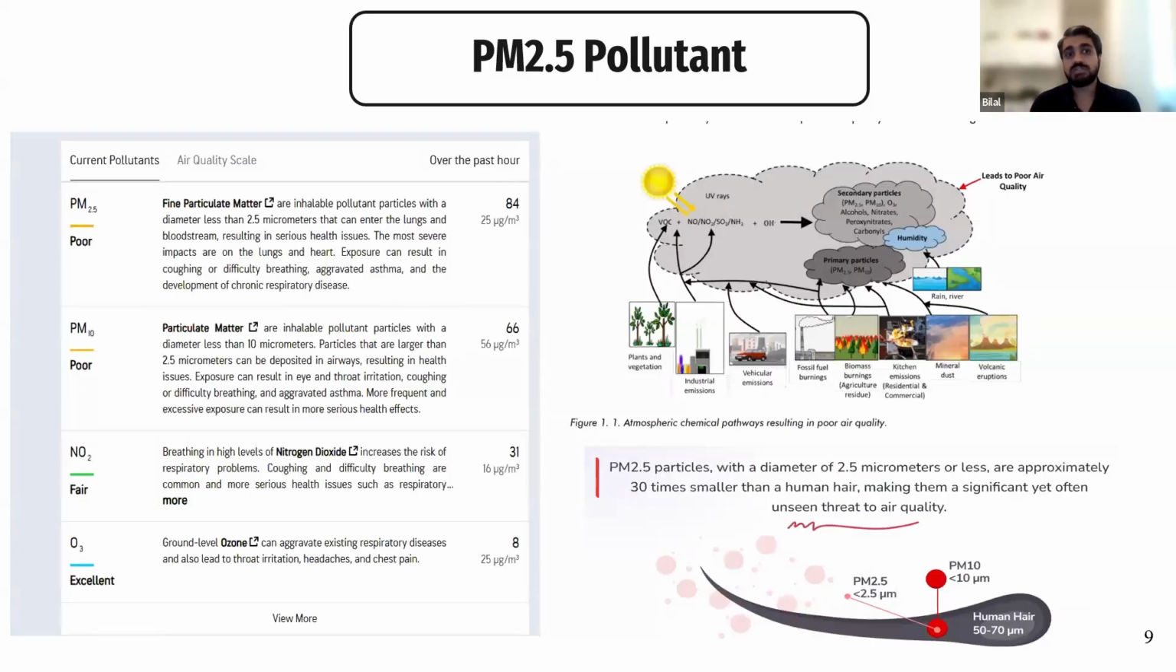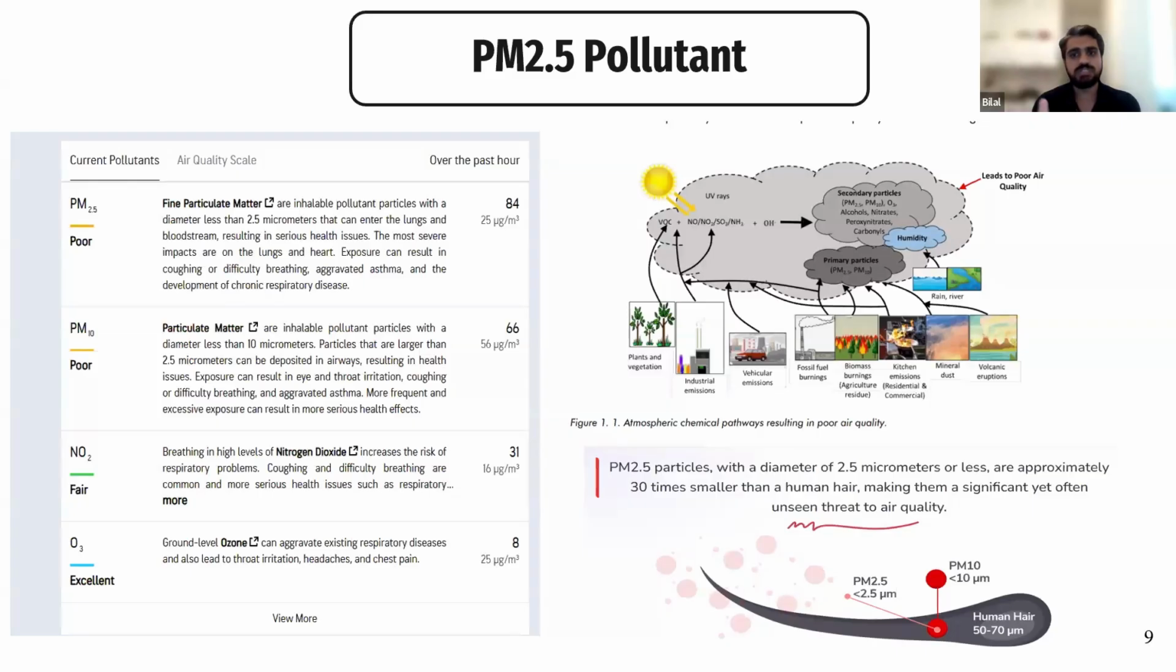PM 2.5 is one of the pollutants that is smaller than 2.5 micrometers in size, making it an easily inhalable pollutant. It can directly enter the lungs and the bloodstream and cause a lot of problems like heart strokes and choking situations for the people who live in those areas.